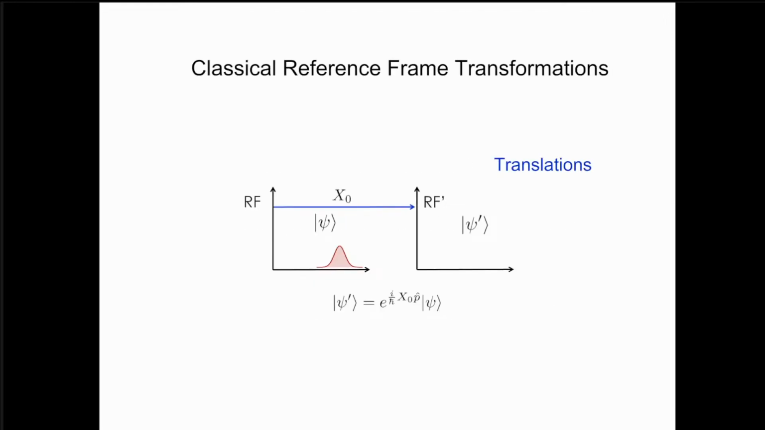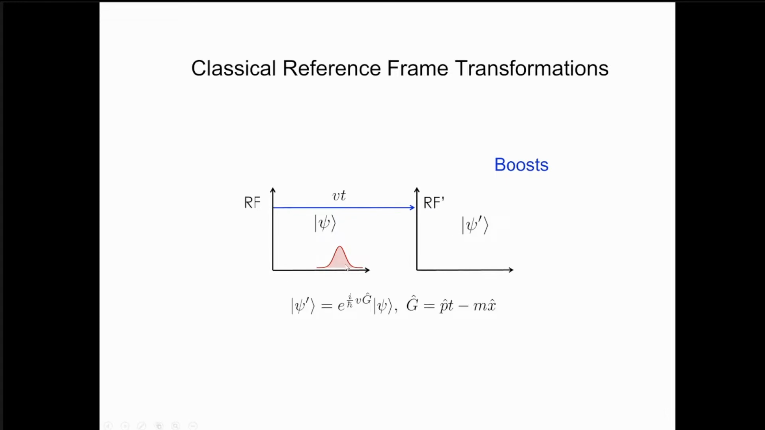Now, let me introduce classical reference frame transformations through two explicit examples. What you see here, and I hope you see also my cursor, is a passive interpretation of translations. We have a system in a certain quantum state psi in the unprimed reference frame, and then we look at this system in a primed reference frame, which is shifted by some distance x0. Then the way we connect the two states in the two reference frames is through this unitary transformation, which encodes translations in space, with P being the generator of translations and x0 being the parameter of this transformation.